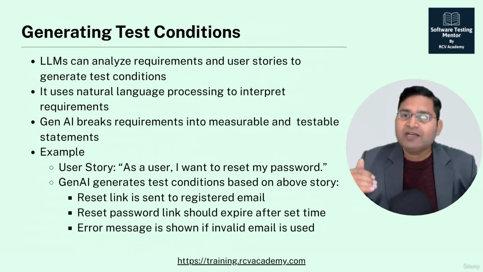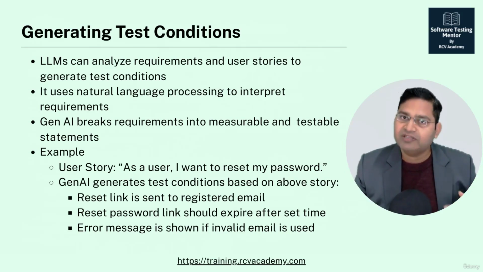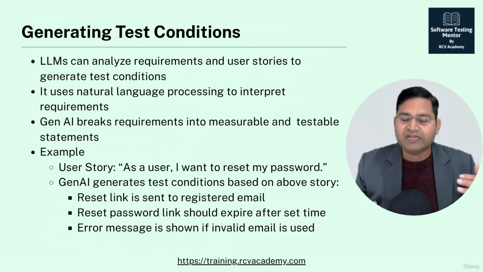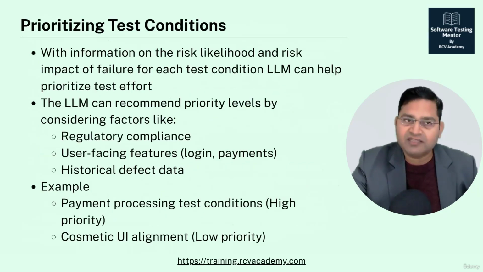So this is where it will quickly help you to get the test conditions, and then you can refine those test conditions further. See if there are any further test conditions that need to be added. You can ask Gen AI again to add those conditions until you have the final list of test conditions that are relevant for that user story. So that's where Gen AI is helpful in generating the test conditions.